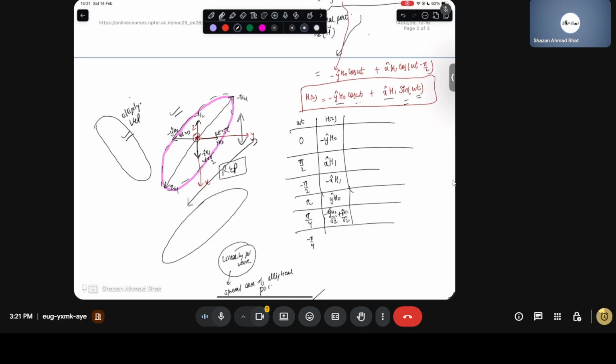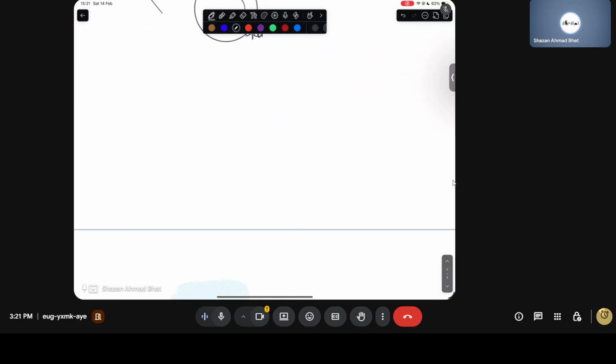Okay. If we take one more example, because these examples are really important. If, for example, you are given the electric field component, let's try to analyze it a little more.